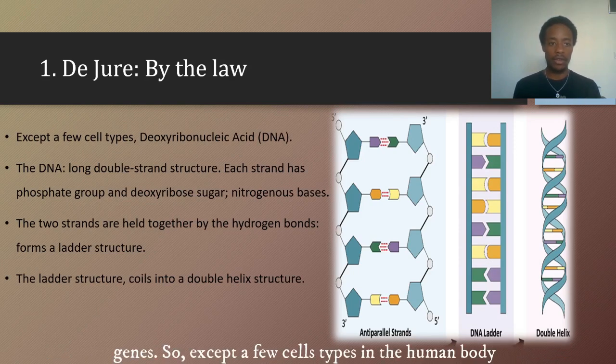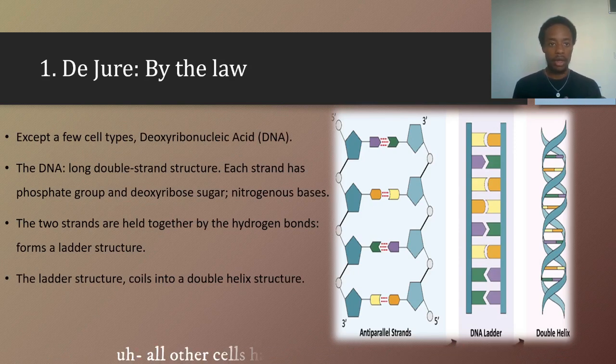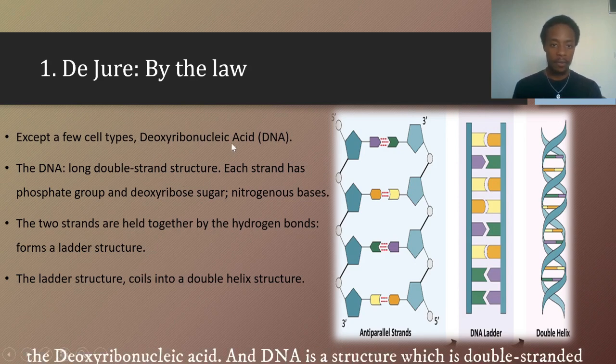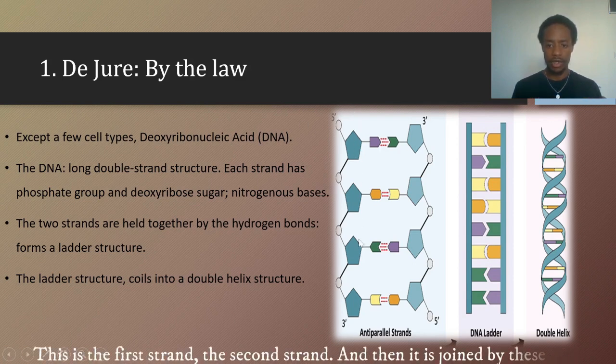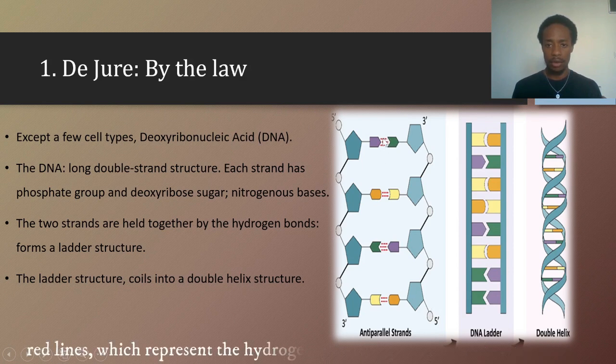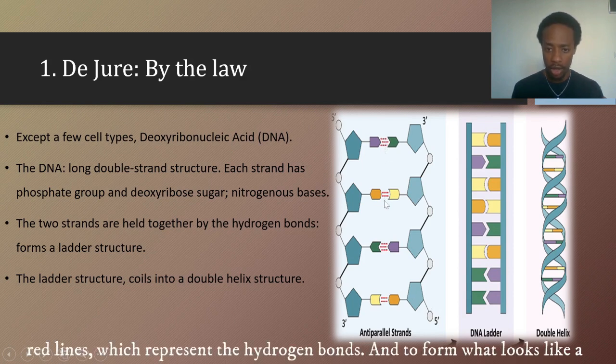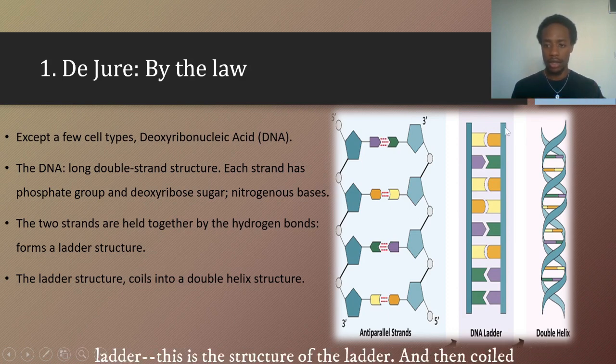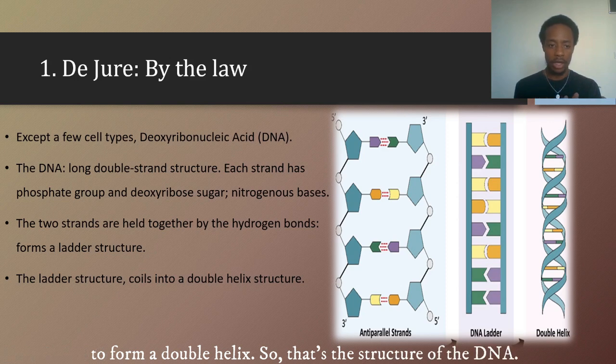Except for a few cell types in the human body, all other cells have DNA, which is short for deoxyribonucleic acid. DNA is a double-stranded structure. This is the first strand, the second strand, and then it is joined by these red lines which represent the hydrogen bonds, to form what looks like a ladder. This ladder is then coiled to form a double helix. So that's the structure of the DNA.